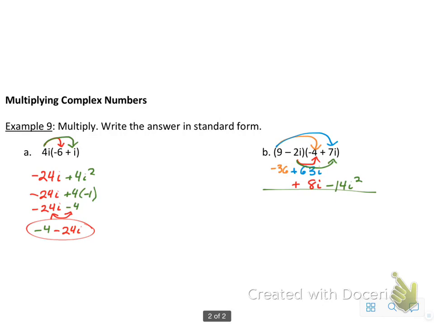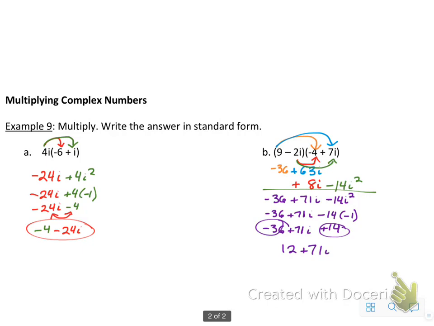So now we're going to combine down, and we get negative 36 plus 71i minus 14i squared. But the point of the last problem was to show us that i squared is not just i squared. You have to simplify that because i squared is negative 1. So we have negative 36 plus 71i minus 14 times negative 1. Well, negative 14 times negative 1 is a positive 14. So we end up with positive 14 over here. Nothing else changes. And then we combine our like terms, which are the numbers. So we have 12 plus 71i. And that's it.